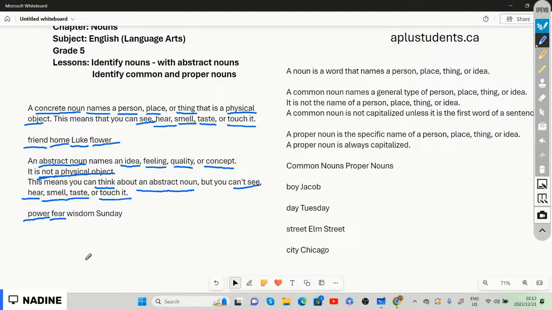So we cannot even hear or smell wisdom, right? Wisdom is when you are just wise. So based on the person's conversation, the person's thoughts, what the person says that comes out of the person's mouth, those you can basically use to understand that this person is quite wise. This person knows what he or she is talking about. And then also Sunday, that is an abstract noun.